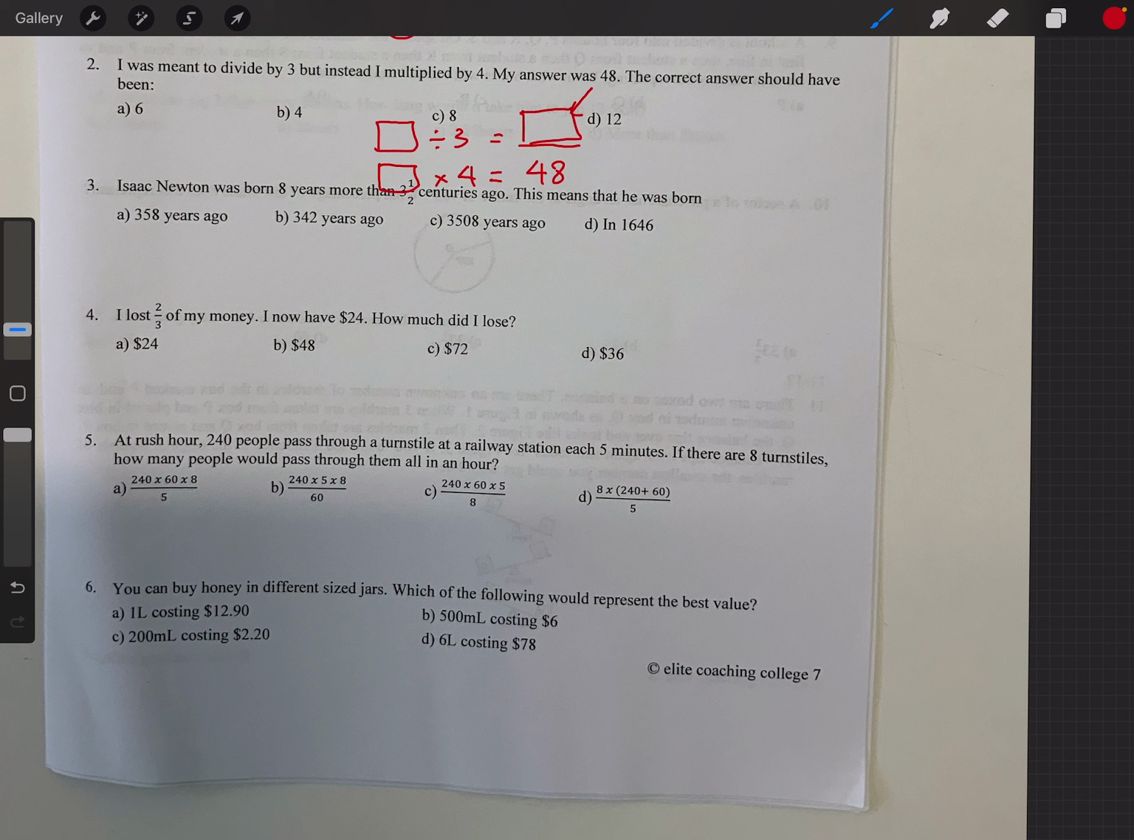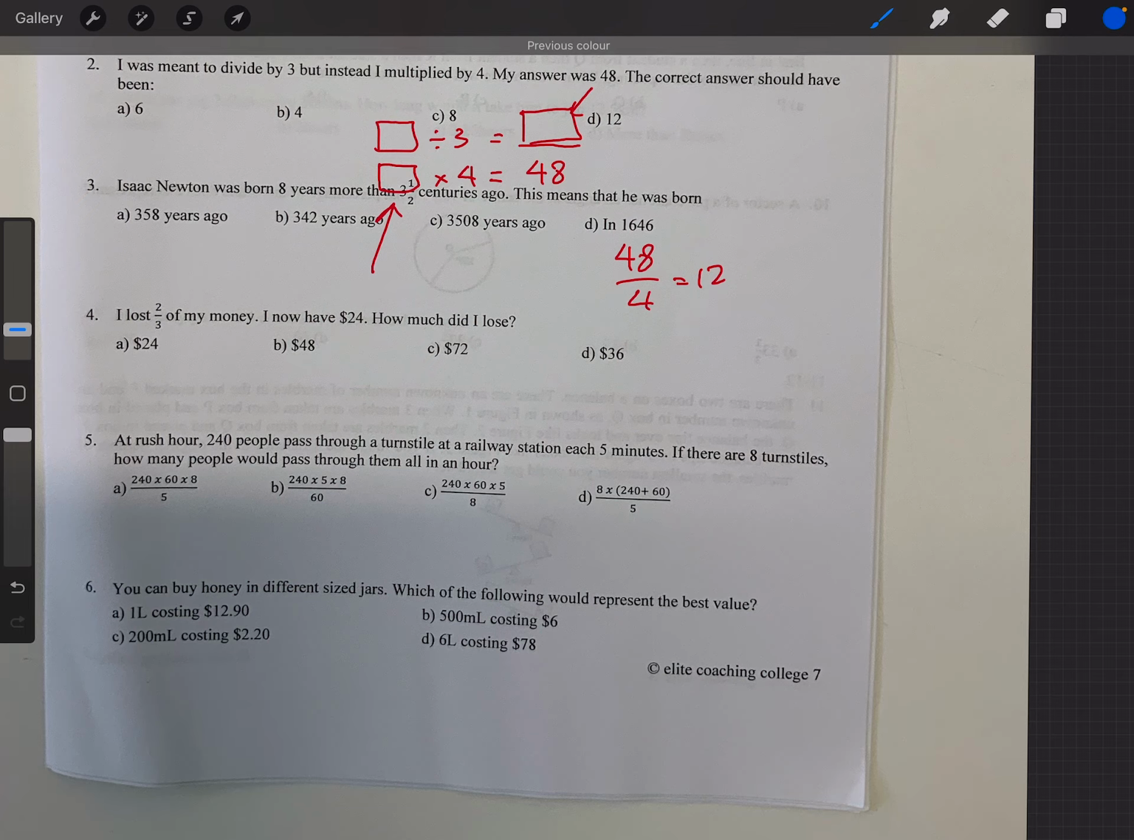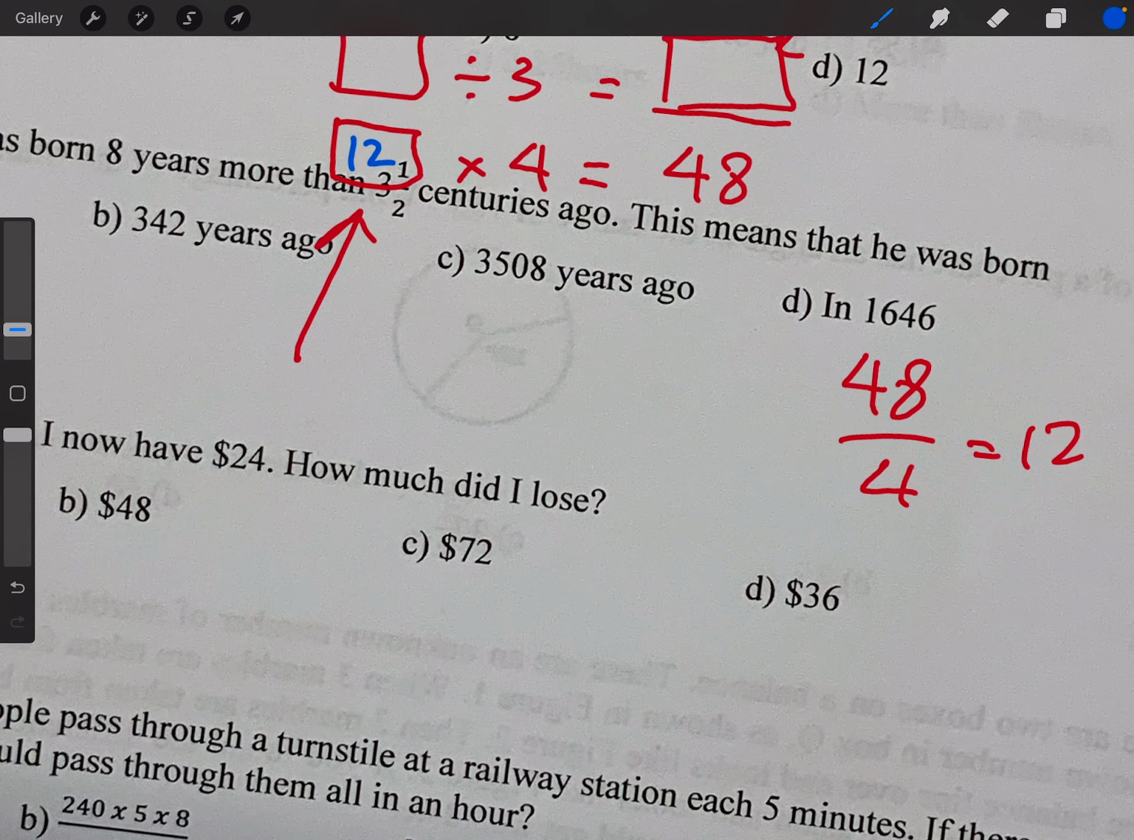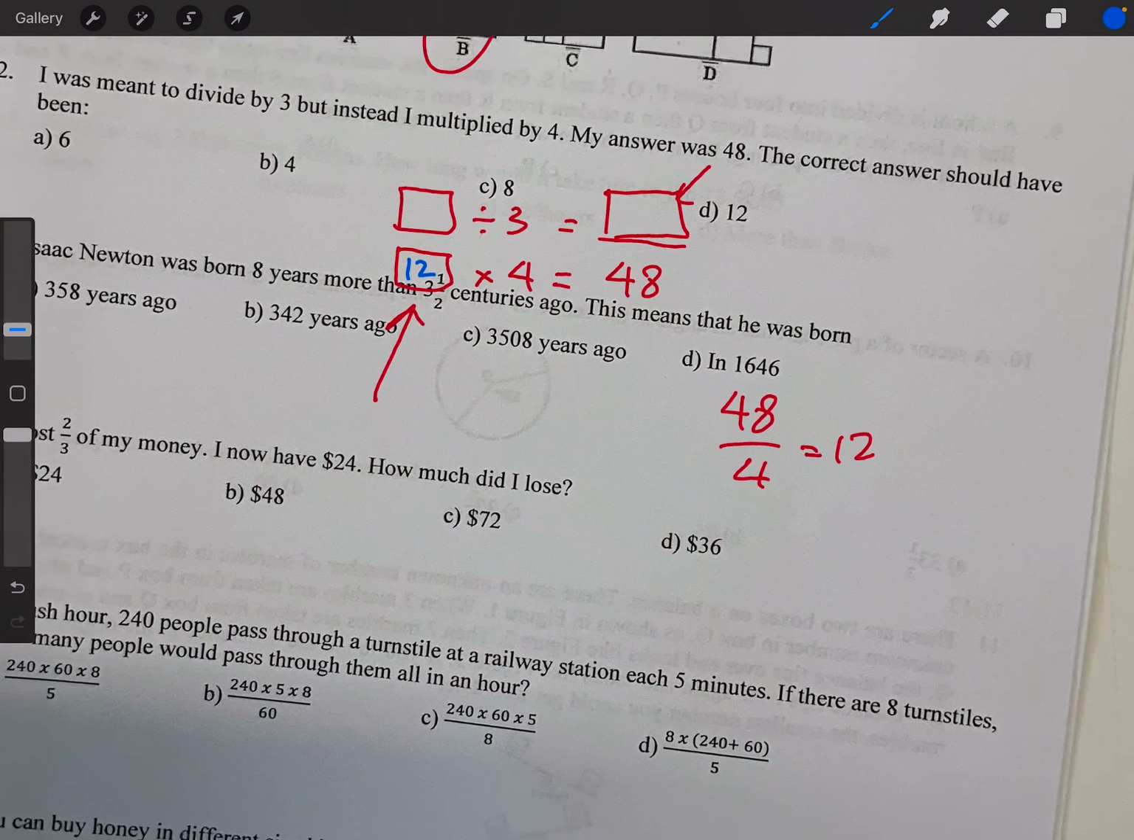What's the correct answer? First we need to figure out what the initial number was before you multiplied by 4. So what times 4 is 48? Just do division. 48 divided by 4 gives you 12. So 12 times 4 is 48, right? That means the number you started with was 12. So instead of multiplying by 4, just divide by 3, and you'll get the answer as 4, which is B.